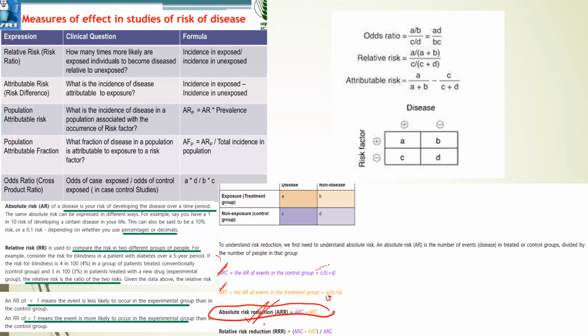Okay, so this is the formula for ARC, and this is the formula for ART, for which the truth table will always remain the same. Remember, always disease will be in the top row, and in the column, you're either going to have treatment or risk factor or exposure. So always the row remains constant for all the truth tables. So again, this is something you will have to memorize.